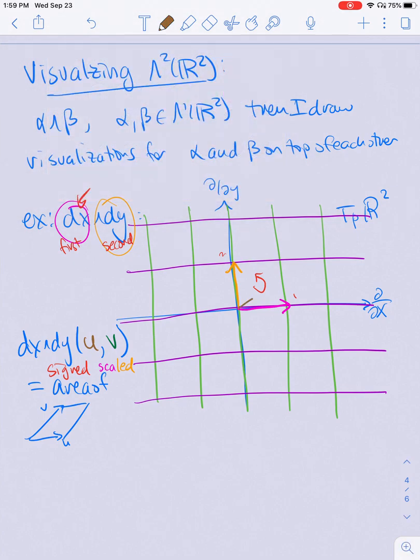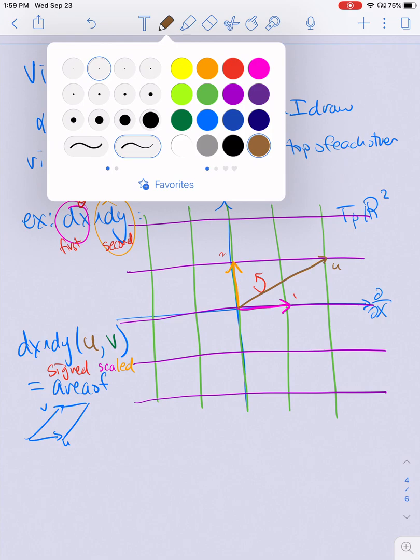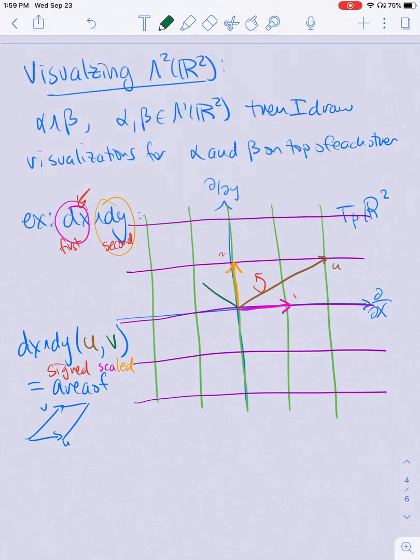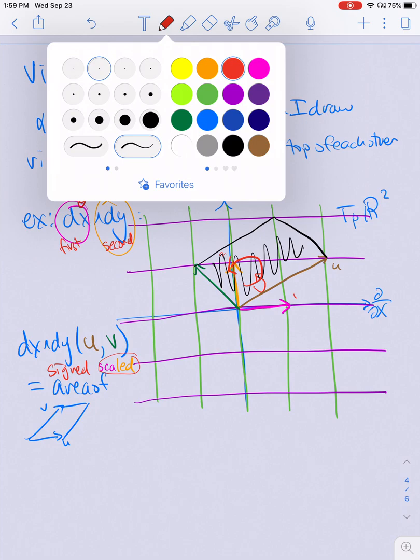So let's say u is like this vector and v is maybe this vector. I should draw that as a straight line. Then I can draw the parallelogram that they span. And dx wedge dy applied to u and v is the area of this parallelogram. Because u comes first and v comes second, and to get from u to v I go counterclockwise, I'm going to measure it with a plus sign. And the scaling here won't have any effect, but I will show you where it does have an effect.